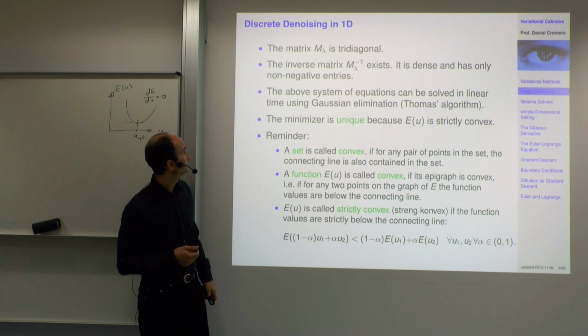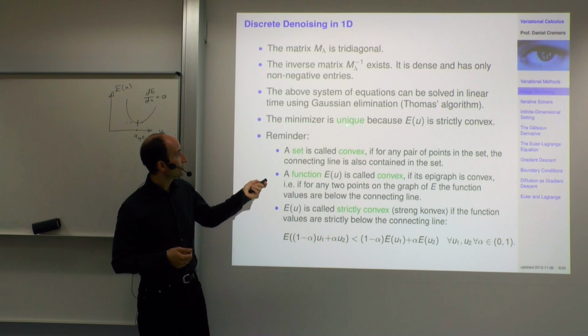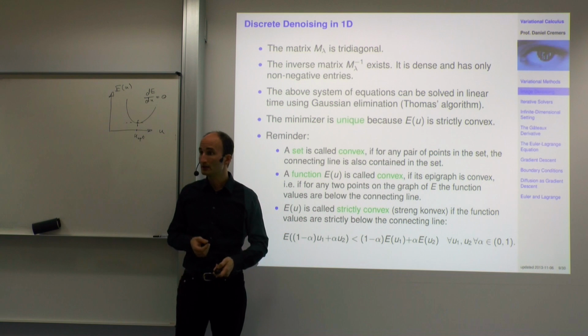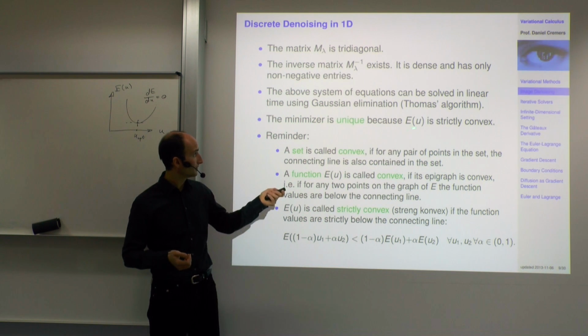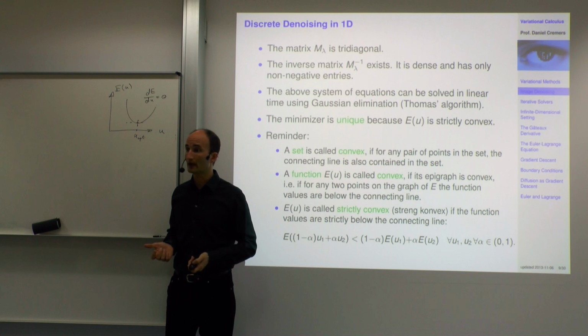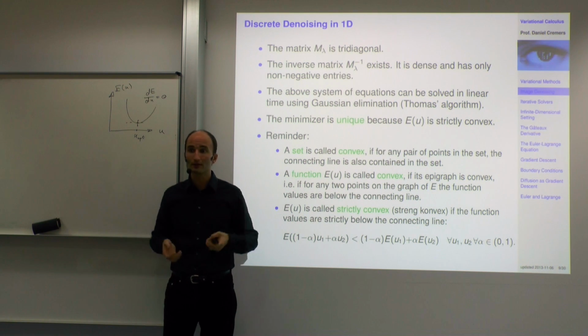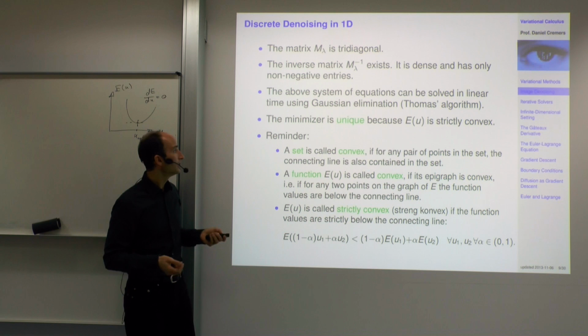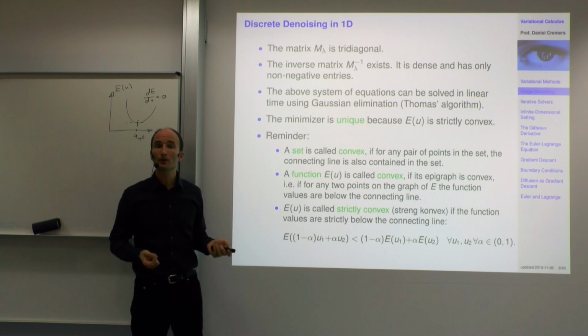The minimization is unique, because it's invertible. Why? Because the energy is strictly convex. The quadratic cost function is strictly convex, so at the minimizer there is only one solution.